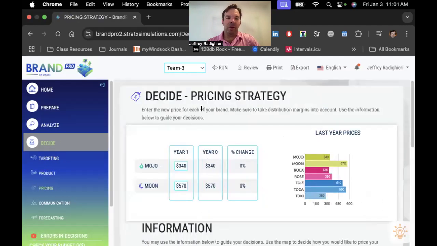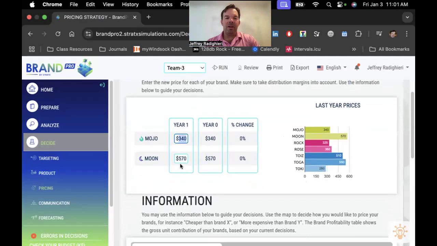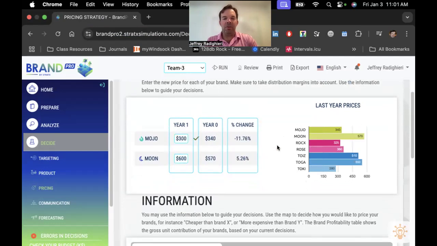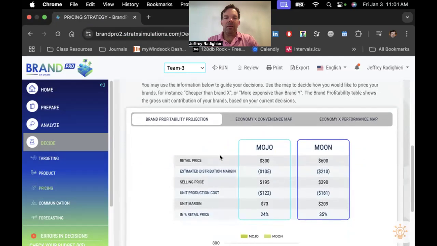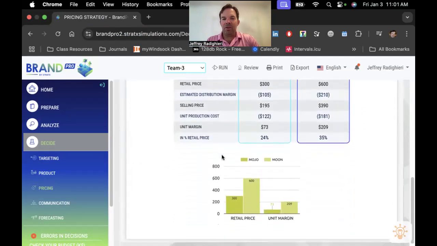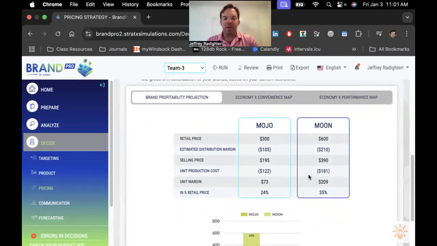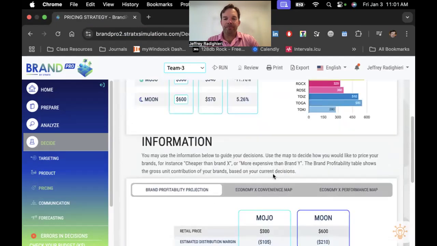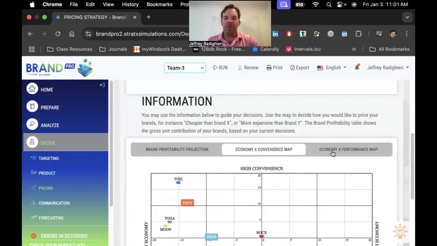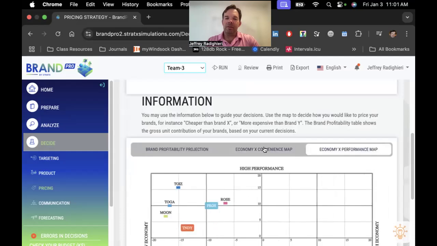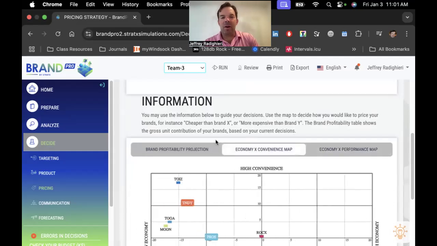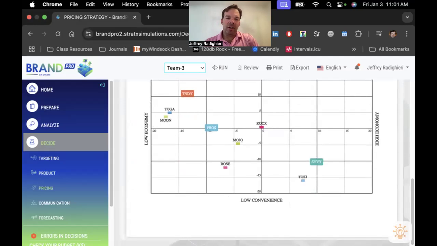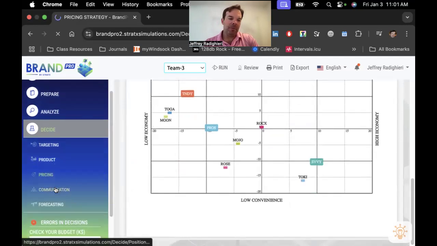All right, pricing. This is where you can decide on your price. Let's say we've decided Moon, we want to go up to 600 for whatever reason. And let's decide for Mojo, we want to go down to 300. This is where we would change those numbers. And then down here, given the price changes you just made, this is the brand profitability. It's going to go up or down based on what you've done with your prices. And also that should impact your performance and convenience maps as well. If you drop the price, this economy factor is going to get smaller, or is going to go down.